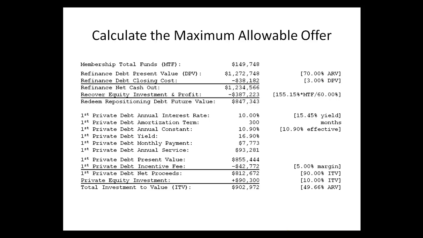This is less than 50% of the after repaired value. This is a very safe investment for the private investor and the common equity investors. We subtract the total repositioning costs that we calculated before to arrive at the maximum allowable offer, $775,972. This is how much the property can afford to pay given the basic parameters of the private debt and the refinance debt and the 155% return to the common equity investors.